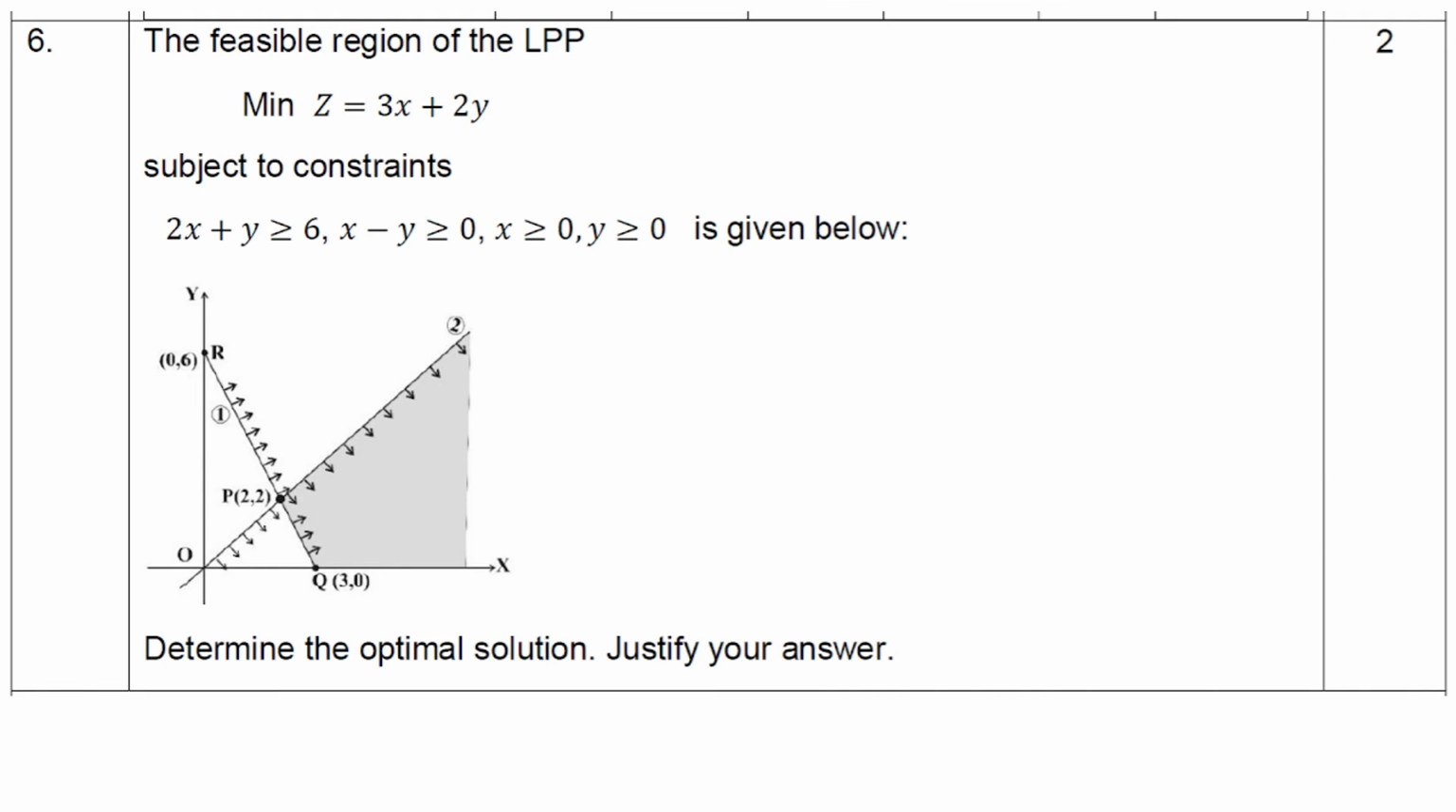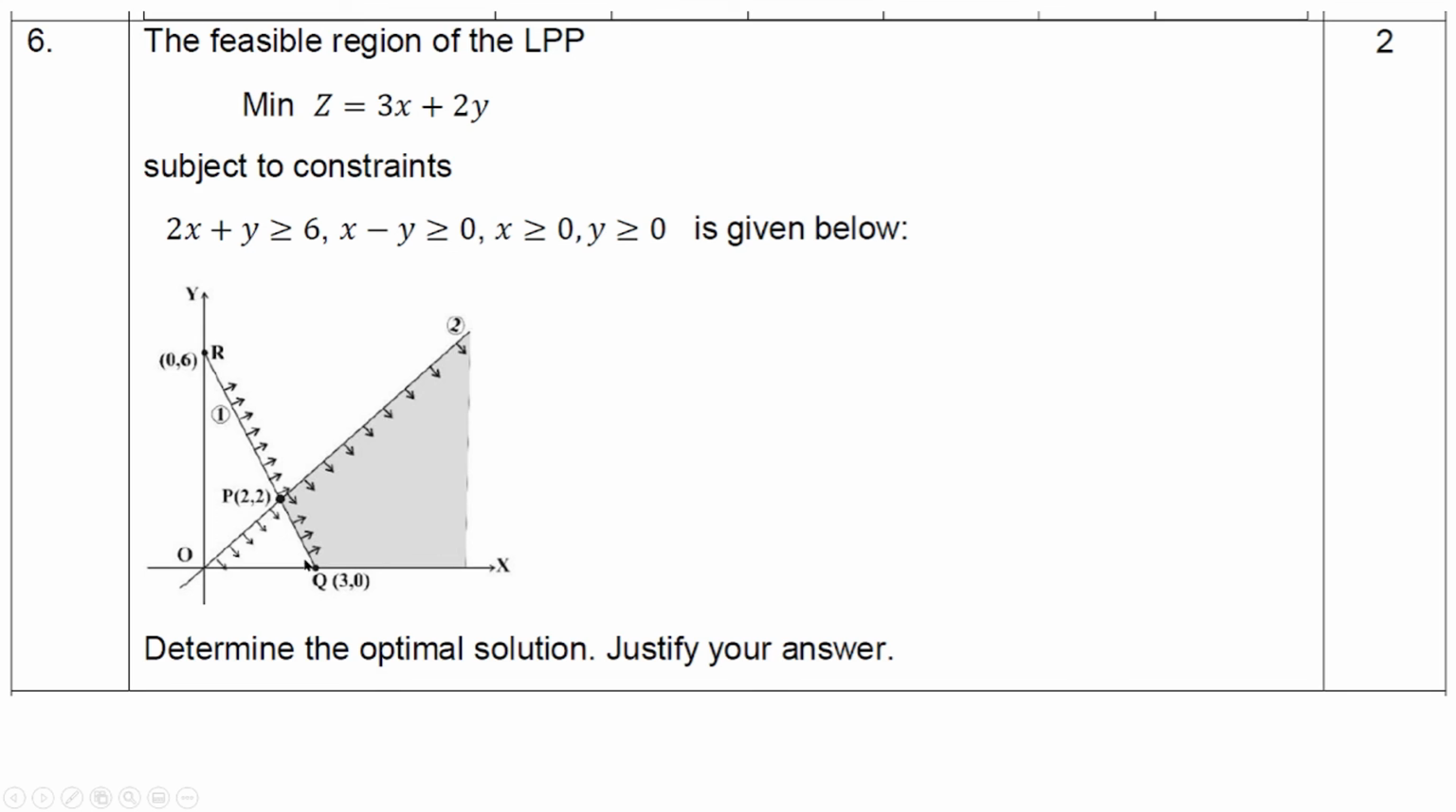Now this question was given in the sample paper for term 2. The feasible region of the LPP, minimize z is equal to 3x plus 2y subject to the constraints 2x plus y greater than or equal to 6, x minus y greater than or equal to 0, x greater than or equal to 0, y greater than or equal to 0 is given below. So they have given the feasible region itself. This is the feasible region. We have to determine the optimal solution and we have to justify our answer.